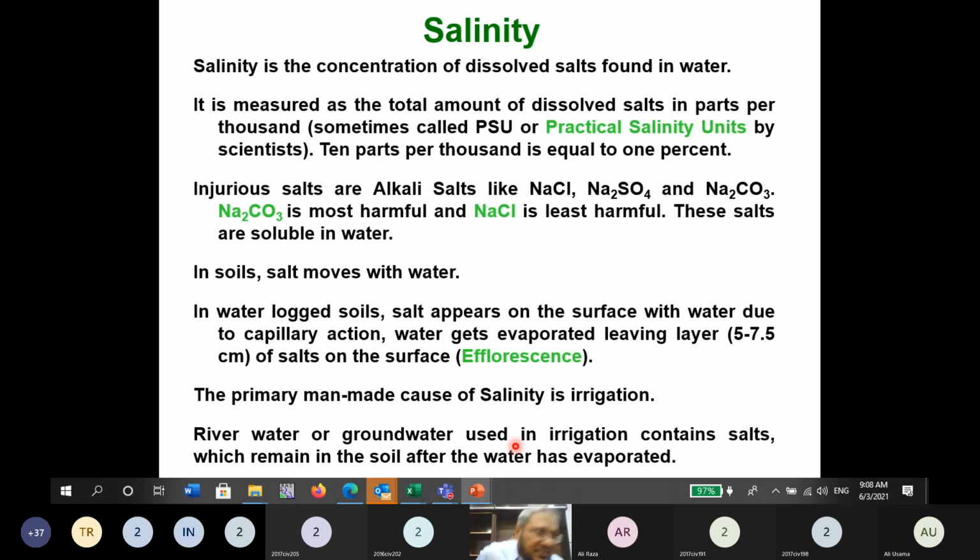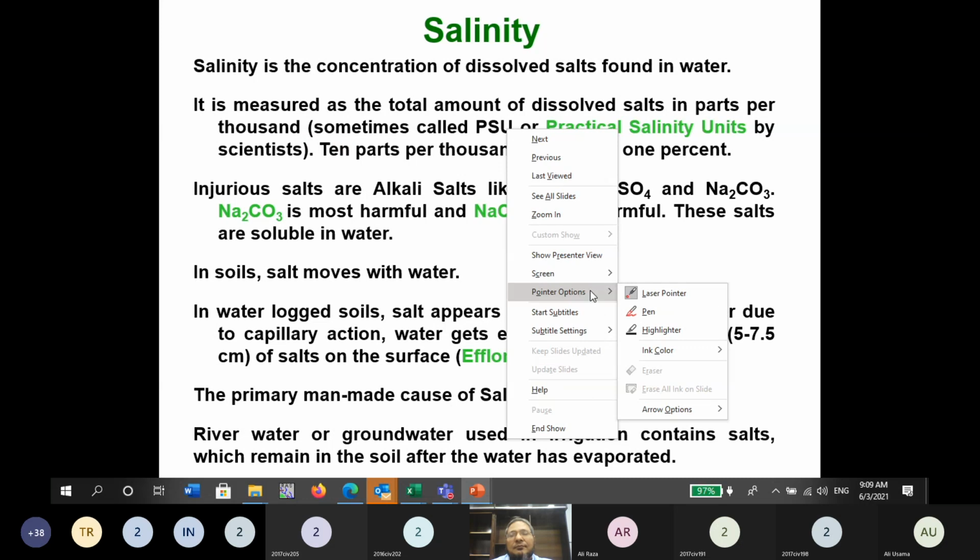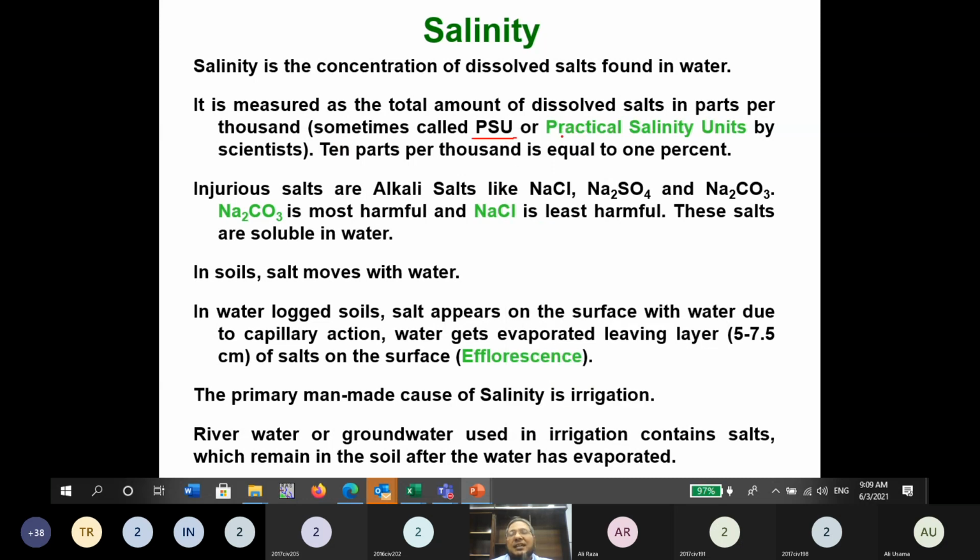Now the next topic is salinity. What do we call salinity in Urdu? Thor. Yes, Thor. So what is salinity basically? It is the concentration of dissolved salts found in water. Okay. And what is its measure? Total amount of dissolved salts in parts per thousand or parts per million. But parts per thousand is a standard unit, and it is also called PSU, Practical Salinity Units. 10 PSU means 1% salts.